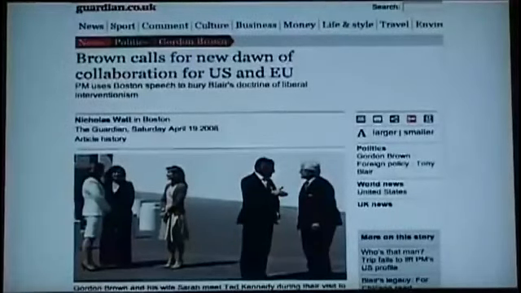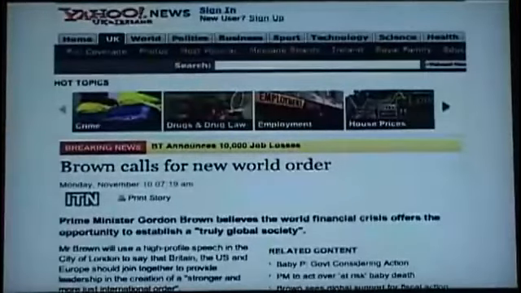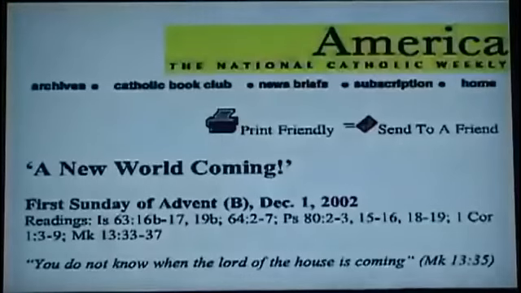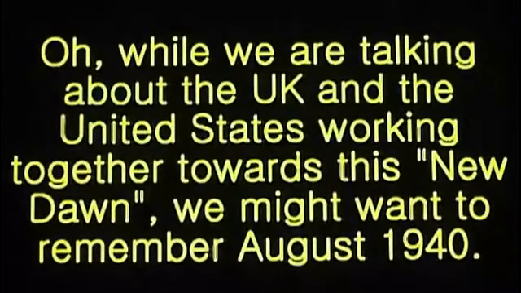Here is Gordon Brown with his wife talking to Ted Kennedy, and it says Gordon Brown, the Prime Minister of England, calls for a new dawn of collaboration with the U.S. and the European Union. Bush sees a bright dawn emerging. Here's Brown calls for a new world order, which would be a part of that truly global society of the new dawn. Even the Catholic Church is getting into the act, talking about the new world that's coming in the new dawn.